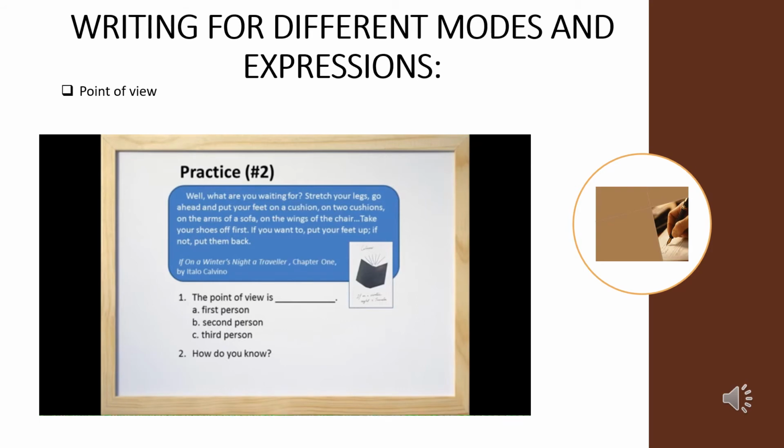Question 1. The point of view is A. First person, B. Second person, or C. Third person. Question 2. How do you know? Pause the video while you answer the questions, and we'll check them in a moment.